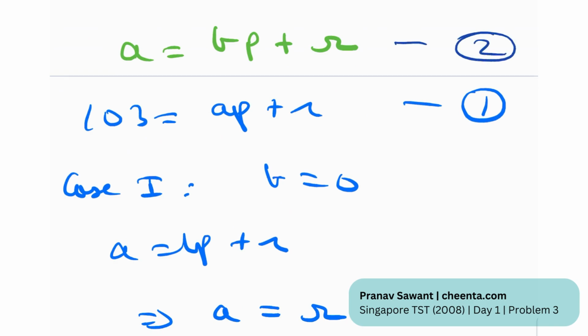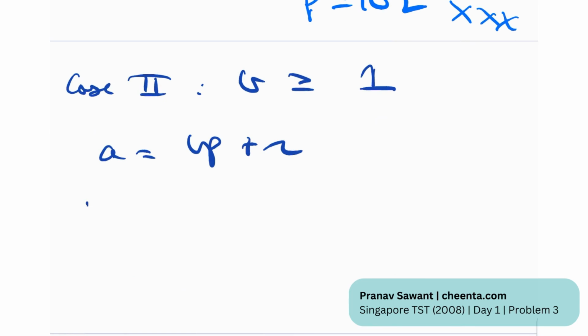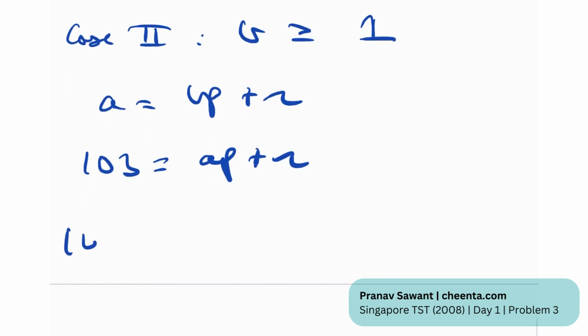Now what I'm going to do is put this value of A equal to BP plus R into this equation. I'm just going to substitute that over here. So we had A is equal to BP plus R, and you had 103 is equal to AP plus R. Let's put in the value of A. So you'll get 103 is equal to (BP plus R) times P plus R.